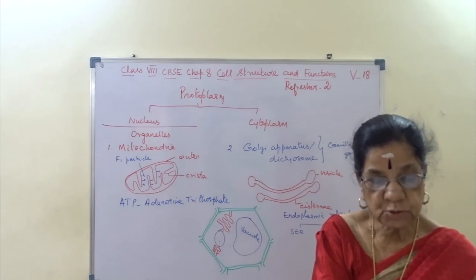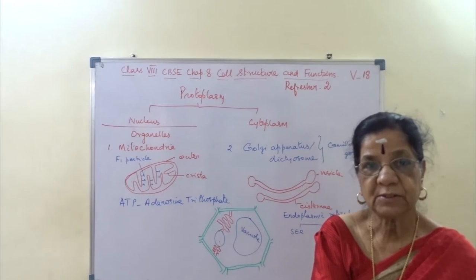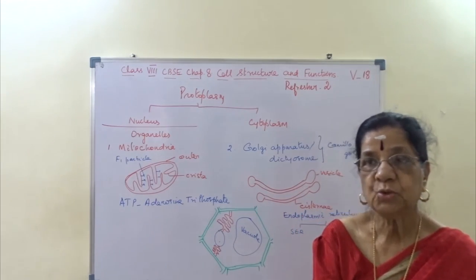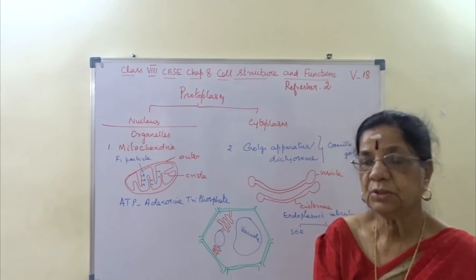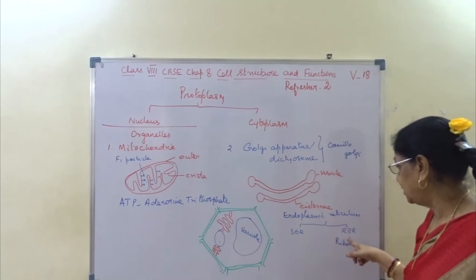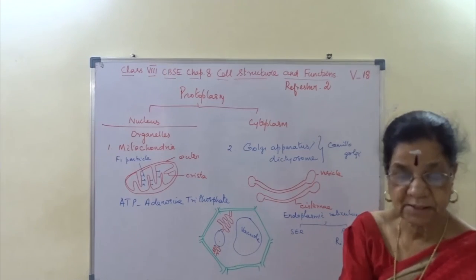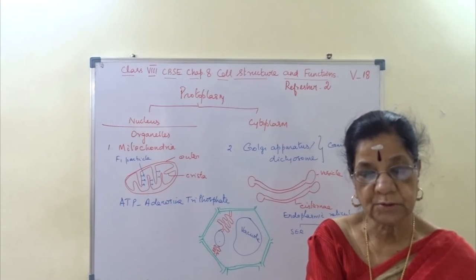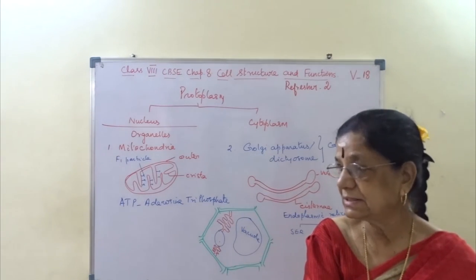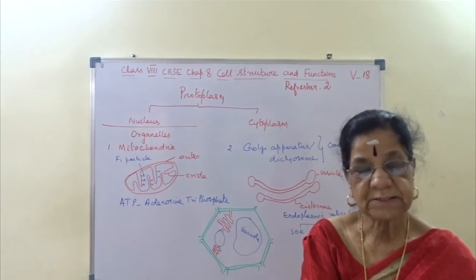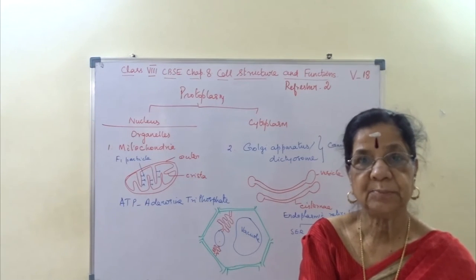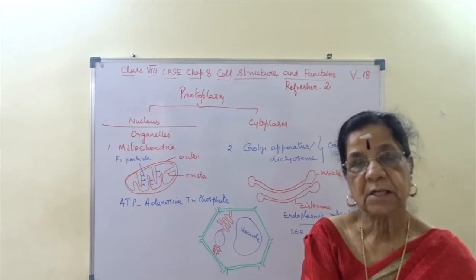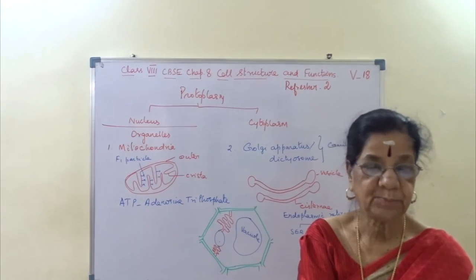Now there are two types of endoplasmic reticulum, in short ER. They are smooth and rough. Smooth endoplasmic reticulum, SER, and rough, RER. The smooth endoplasmic reticulum is found in cells which synthesize steroids, hormones and lipids. What is the function? Synthesizing steroids, hormones and lipids.